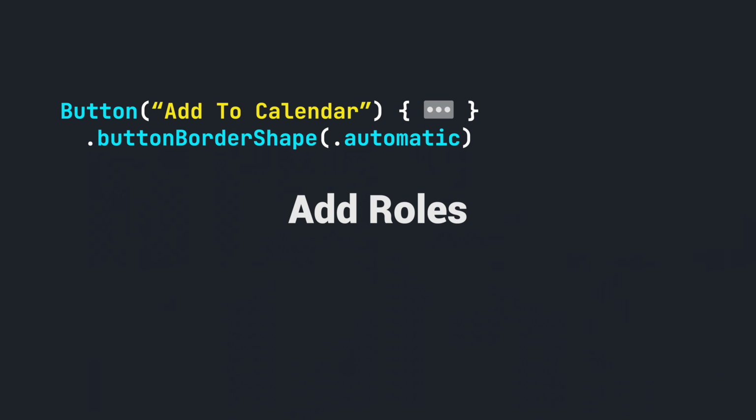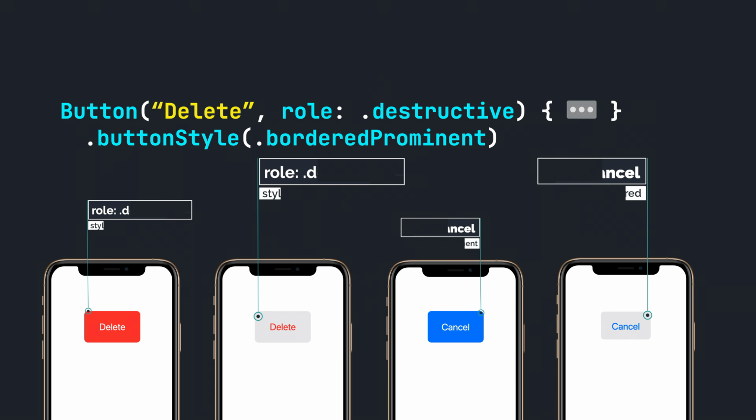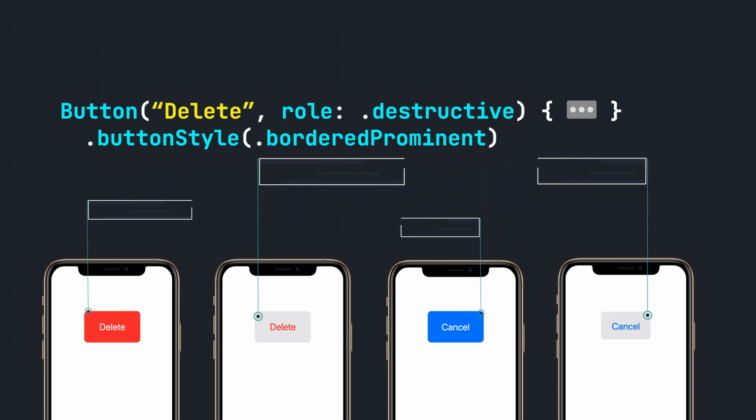We can add roles to our buttons like this. When you set the role of a button to destructive, and the .buttonStyle is .borderedProminent, iOS will automatically make it red. Let's look at how roles and button styles can be used in a few different ways.